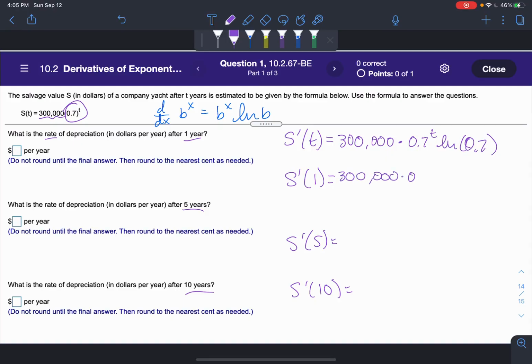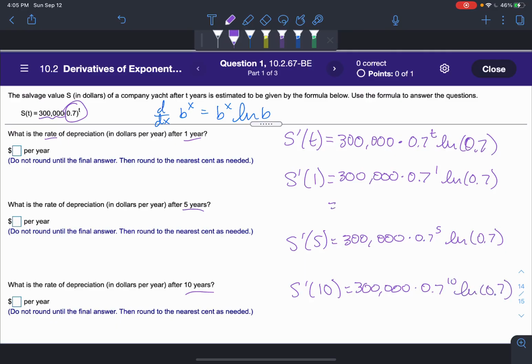Oops, 0.7. And then so the first one's 1, natural log of 0.7. This one's 30,000 times 0.7 to the 5th power, natural log of 0.7. And this one is to the 10th power. All right, so now would be a good time to throw it into the calculator, because I bet you could not do that in your head. I sure can't. And so I get negative 74,901.74. Remember rounding to the nearest cent.